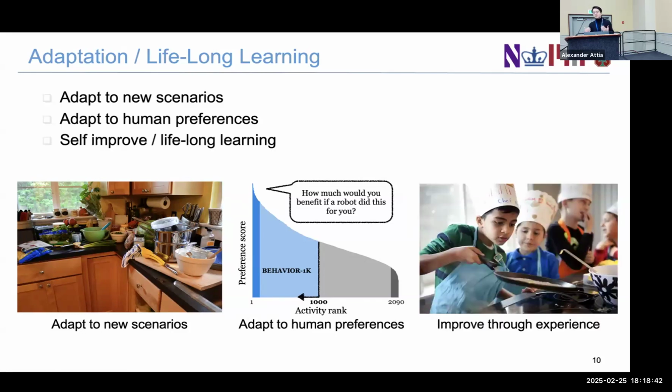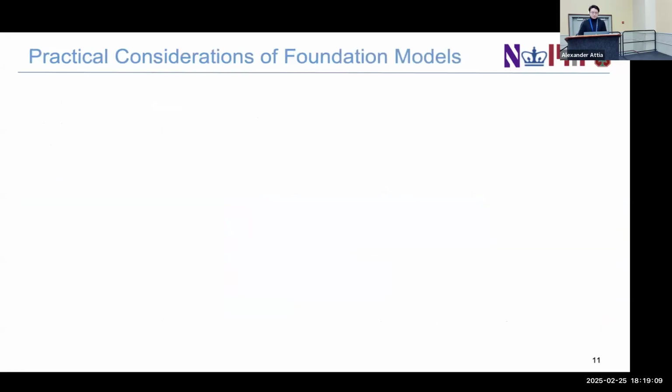And as we humans have been constantly improving our interaction skills through interactions with the environment, we also want our robots to improve through their experiences. Meaning after post-training, maybe the performance is still not 100%. What do we do then? Probably there could be some combination of imitation learning and reinforcement learning that allows us to further improve the model's performance for that specific task. And the next point is about some practical considerations of foundation models.